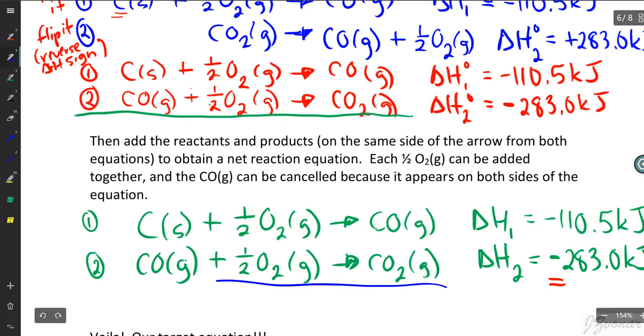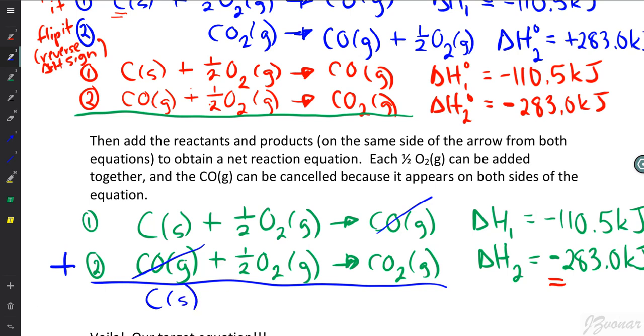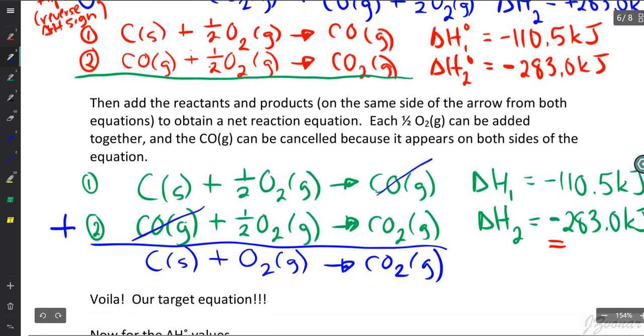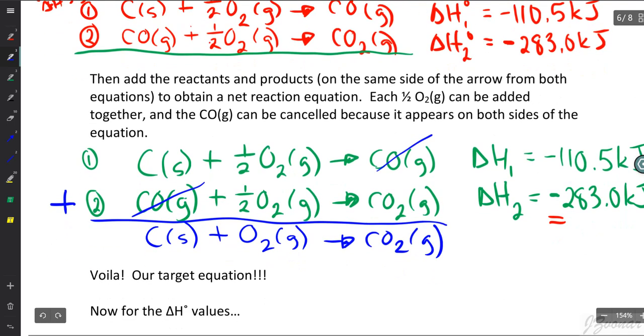Now I can go ahead and see what cancels. You'll notice that I have a CO on the product side, and it cancels with the CO on the reactant side. I go ahead and add these two equations. I can't cancel any other terms from the left and right side. Now I can go ahead and add them up. I've got a carbon, and now on the left side I have half an oxygen plus another half an oxygen, which gives me a whole oxygen molecule. And I've got carbon dioxide. I have achieved my target equation. All right, this is the target equation.